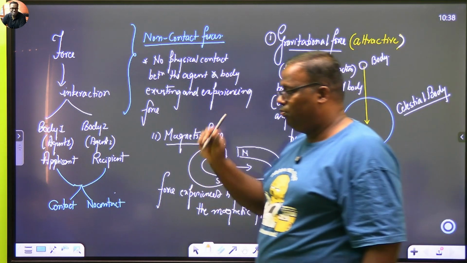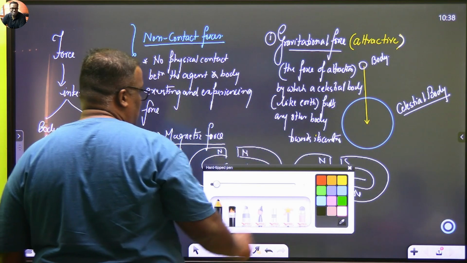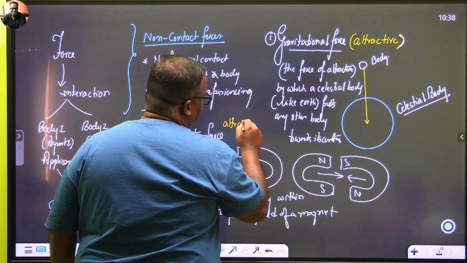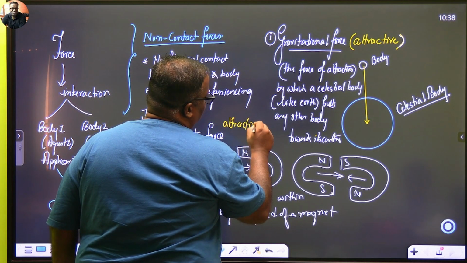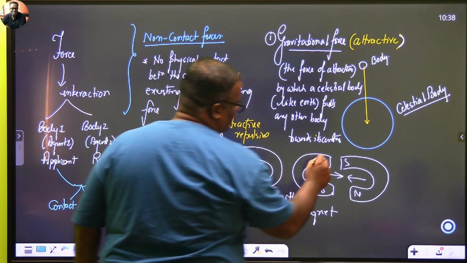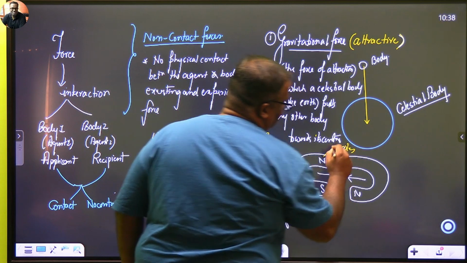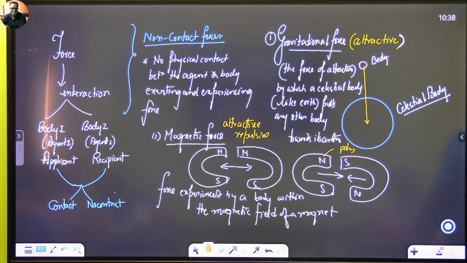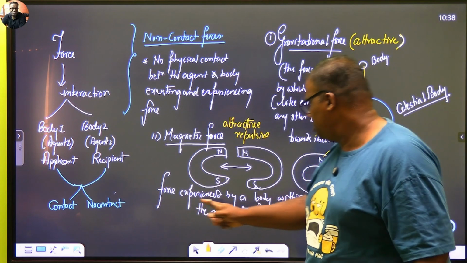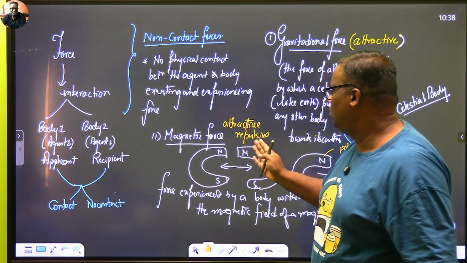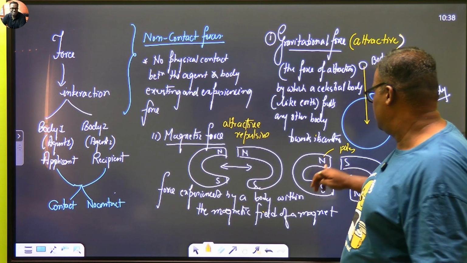लेकिन दो फर्क हो जाता है इसमें. Gravitational force is always attractive. Magnetic force can be attractive or it can also be repulsive based on the orientation of the poles. These are called the poles. Anything you are missing, beta? Magnetic force, the force experienced by a body within the magnetic field of a magnet. Such force can be attractive or repulsive, and this is due to the poles. इसको हम poles बोलते हैं.